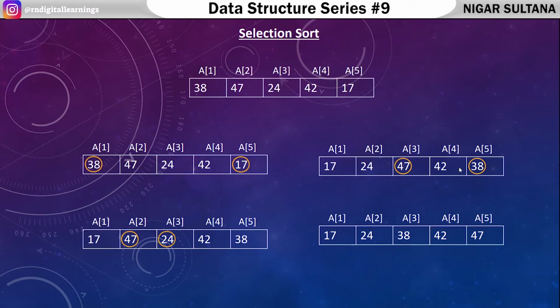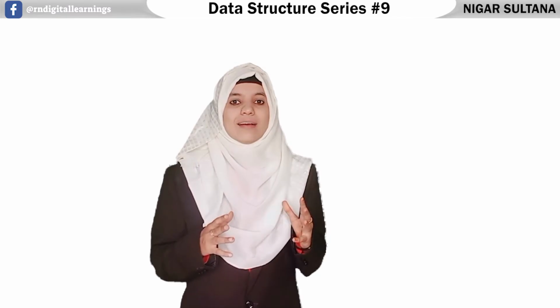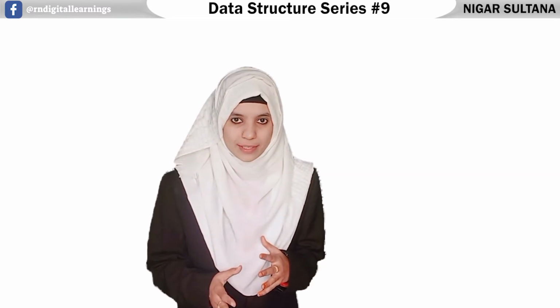In the next pass, see, your 38 will be kept at the third position and 47 will be placed at the last position. Now we will take 42 as our smaller one. We'll start comparing with the rest of the elements. Is 42 lesser than 47? Yes, it's true. It's already placed in the correct position. Now all the elements are arranged in ascending order: 17, 24, 38, 42 and 47. This is the working of the selection sorting technique.